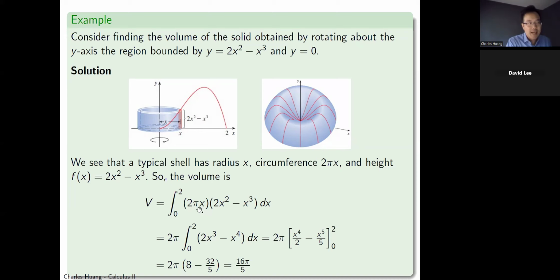Okay, so I'm going to have that. And then the height is 2x squared minus x cubed. And then we have the thickness. Thickness is dx. So you can think about the shell method, instead of finding the area of the slice, as finding the area of this little piece of paper wrapped around this little shell. We're looking at the surface area of this shell.